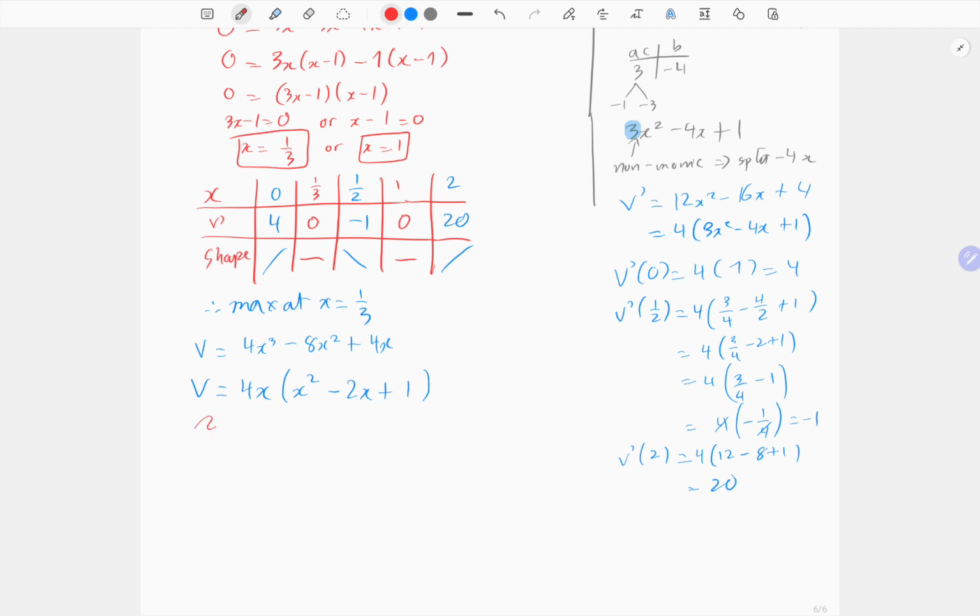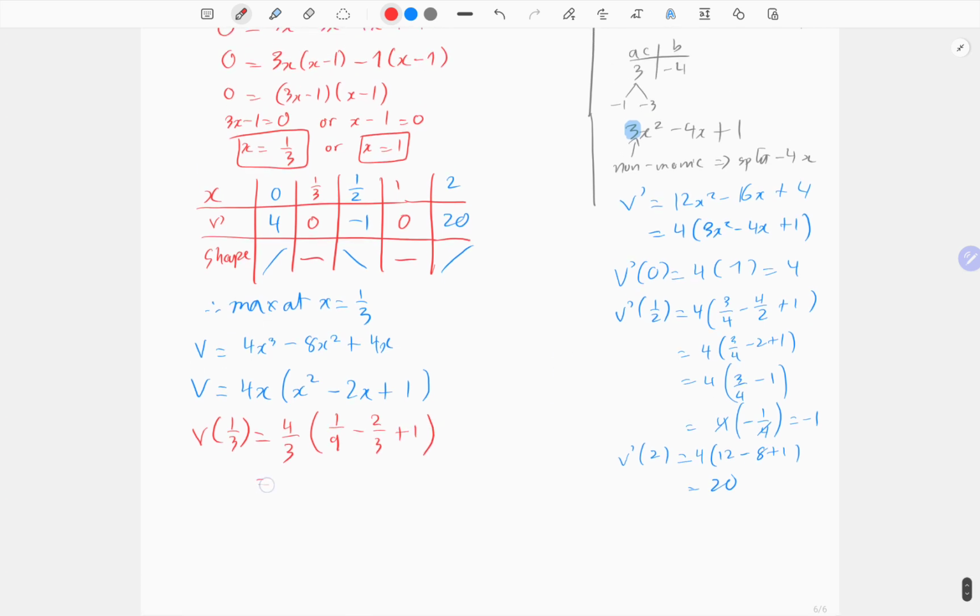Okay, now I sub in 1 over 3. So that'll be 4 times 1 over 3, which is just 4 over 3. And then in the brackets, 1 over 3 squared is 1 over 9, and minus 2 times 1 over 3 is minus 2 over 3, plus 1.